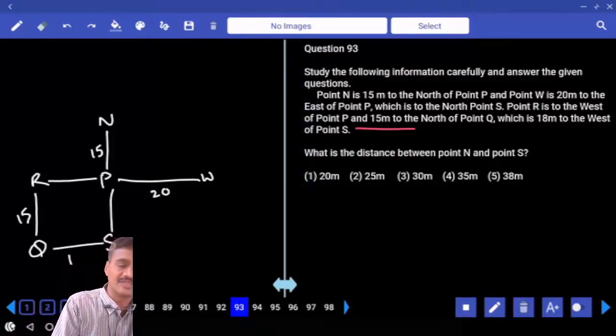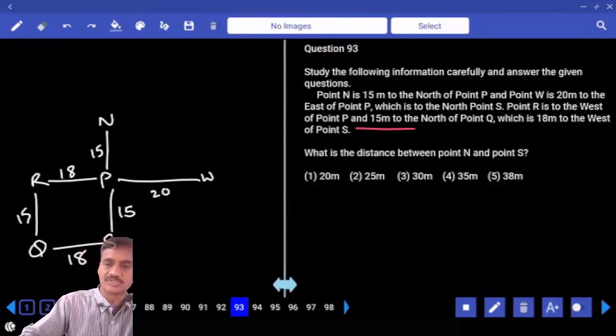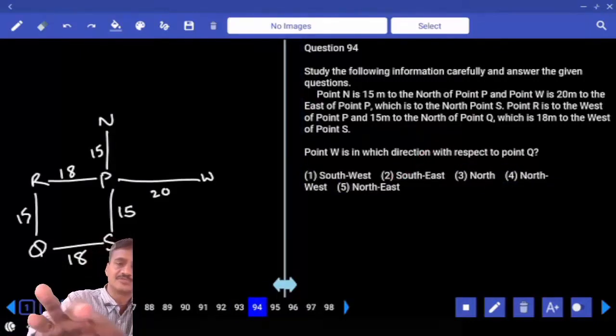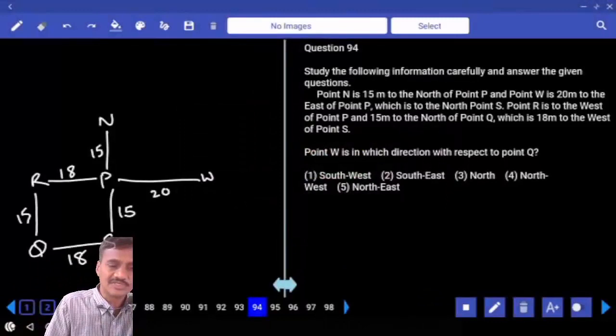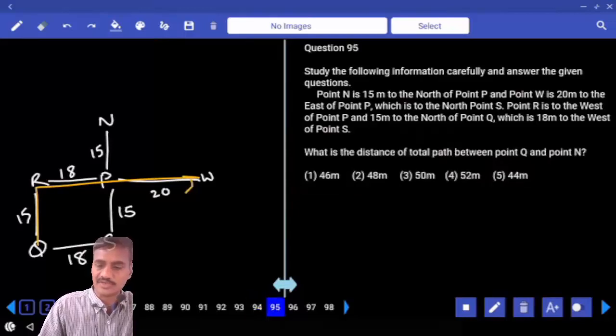Q is 18 meters to the west of S and the distance between these two is 15. Here also it must be 18. What is the total distance between N and S? Between N and S the distance is 15 plus 15, that is 30, choice 3, question 93. And 94, W is in which direction with respect to Q? From Q, north and east, that is northeast, choice 5, question 94.